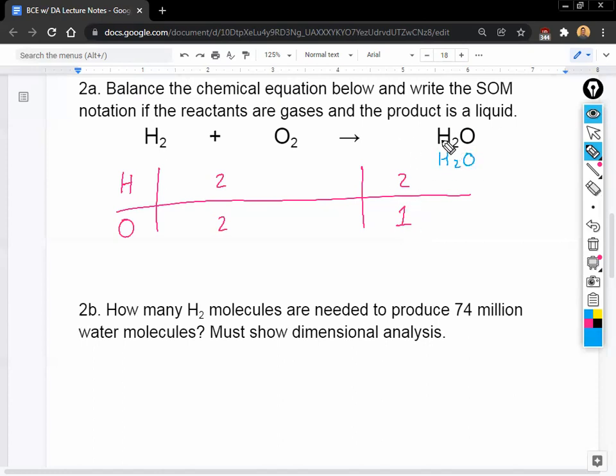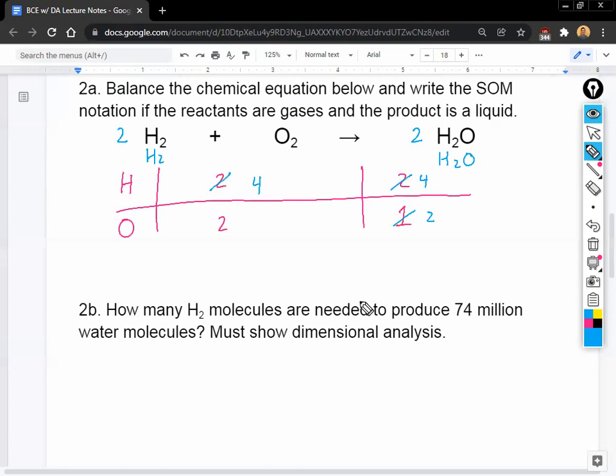How many hydrogens are on the right side now? Four. Yeah, there's two, four. And how many oxygens do we have? Two. Okay, so we fixed the oxygen, but the hydrogen is messed up. So we're going to go to the left side. If we add H2, it balances out, it gets to 4. So we just need to write a 2 in front of H2 and the 2 in front of H2O. And that's going to be our balanced chemical equation.